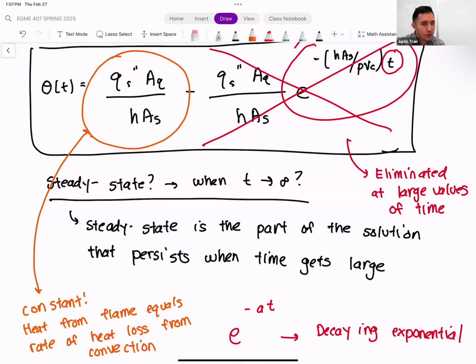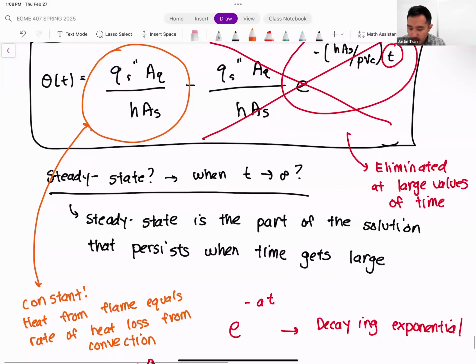And that tracks with what we know intuitively as well. If you leave a cast iron skillet on a flame and you just forget about it for hours, don't do that, your house might burn down. But eventually, that skillet is not going to reach the temperature of the sun. There's going to be an equilibrium point where it can no longer heat up anymore. And that's exactly what this represents. This point here represents the balance when the heat from the flame equals the heat loss from convection.